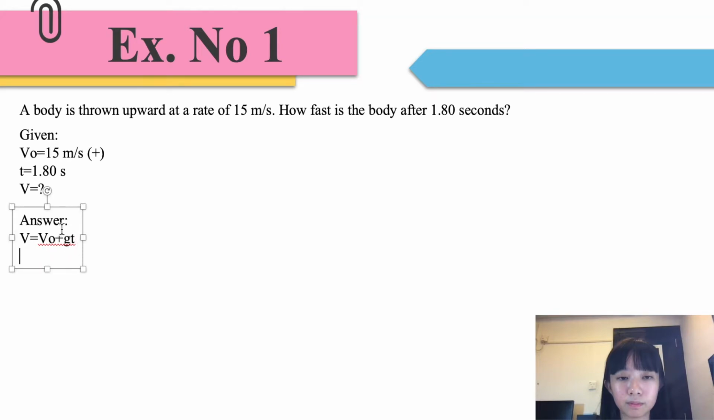Next, we will substitute the values into the equation, which is v equals the initial velocity, 15 meters per second, plus the acceleration due to gravity, which is negative 9.8, multiplied by the time, which is 1.8 seconds. And now we are going to calculate the value, which will give us negative 2.64 meters per second. And there we have it, the final answer for this question. Note that the velocity is in a negative form, so the body after 1.8 seconds is going downward.